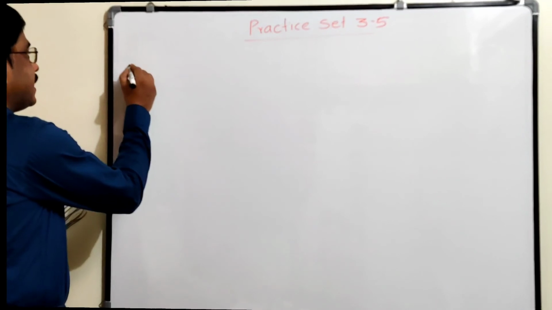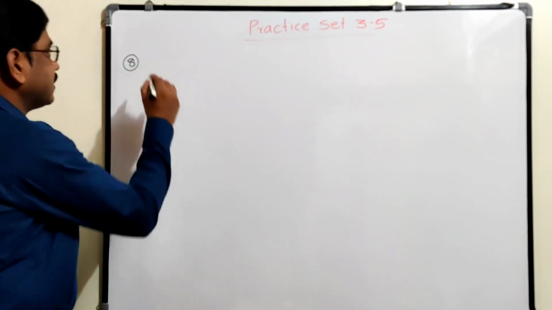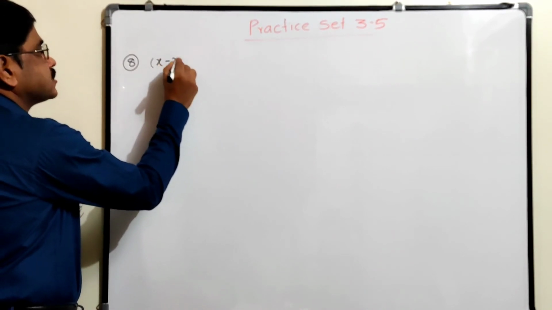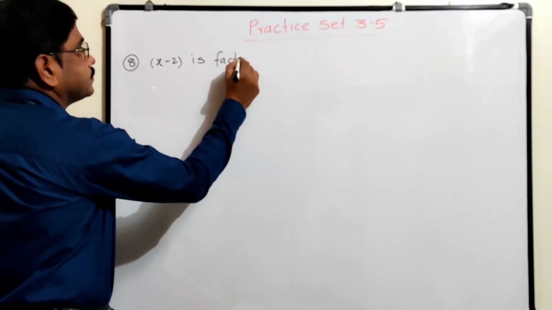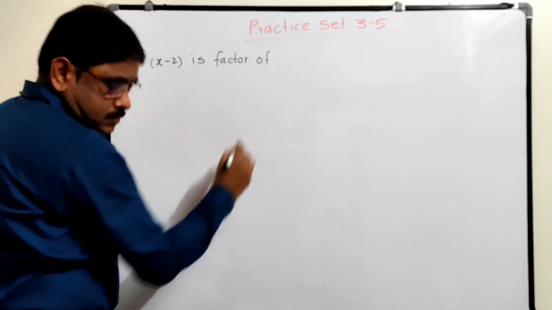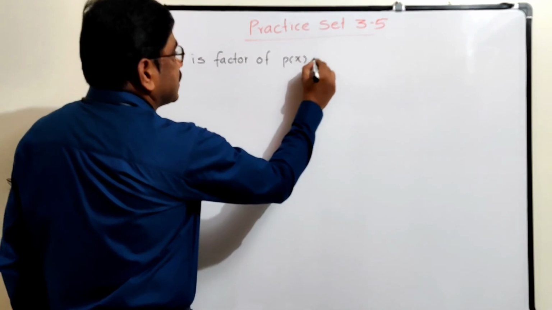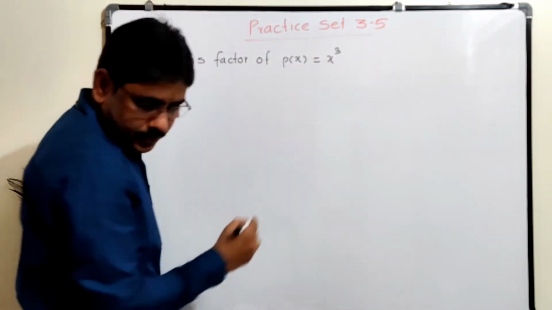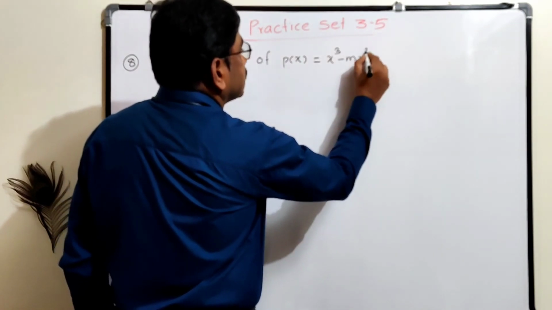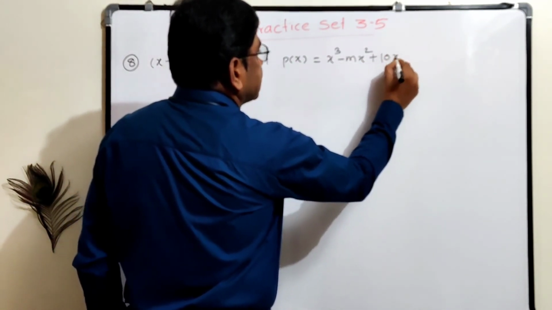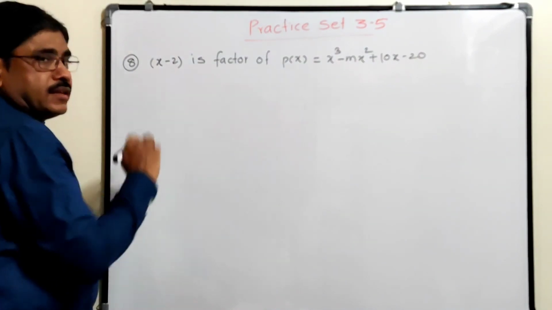Let us see the eighth sum. One more sum from this practice set. What is given? x minus 2 is a factor of p(x) is equal to x cube minus m x square plus 10x minus 20. Then find the value of m.